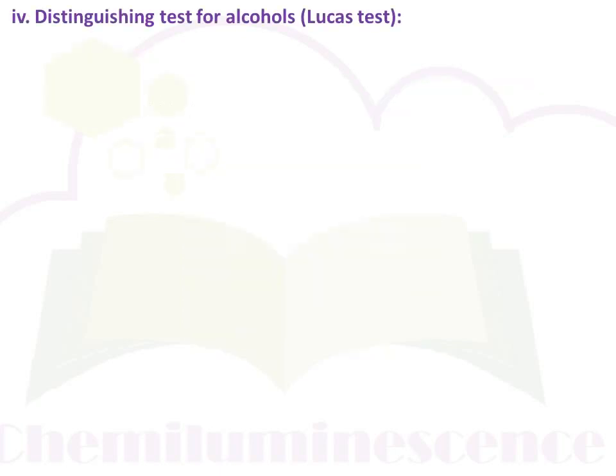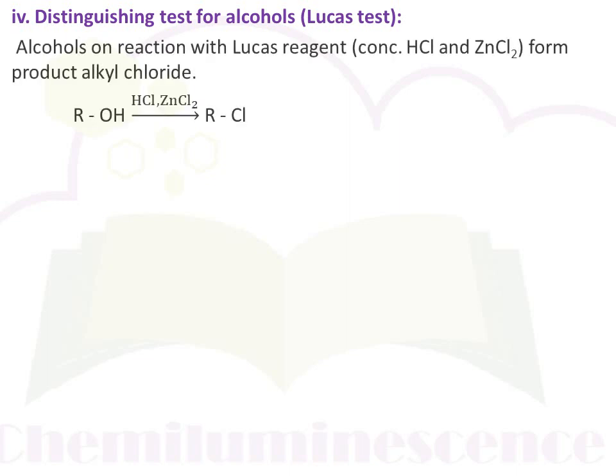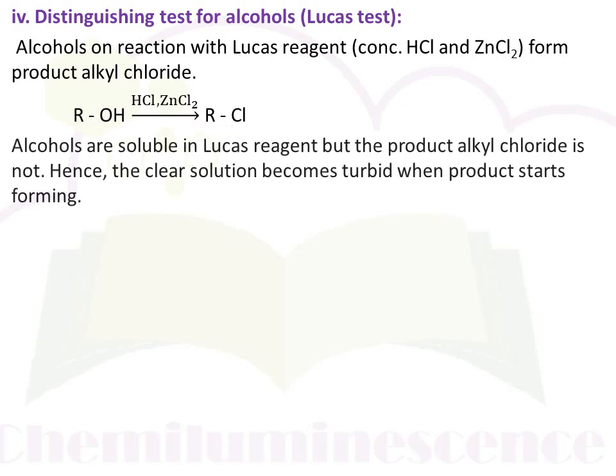Next is a distinguishing test for alcohols by using Lucas reagent. Hence, it is also called the Lucas test. Alcohol on reaction with Lucas reagent, that is a combination of hydrochloric acid and zinc chloride, forms alkyl chloride. Alcohols are soluble in Lucas reagent, but the product alkyl chloride is not soluble in Lucas reagent. That means after adding Lucas reagent to an alcohol, a turbid product is formed. The formation of this turbid product is used to detect the presence of alcohol in a compound.